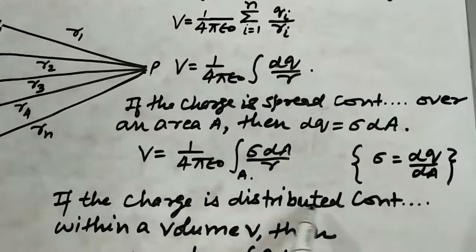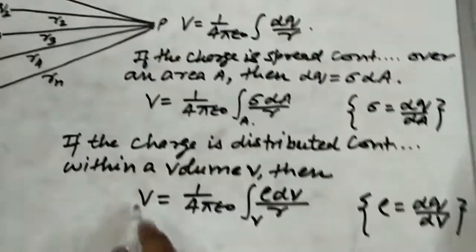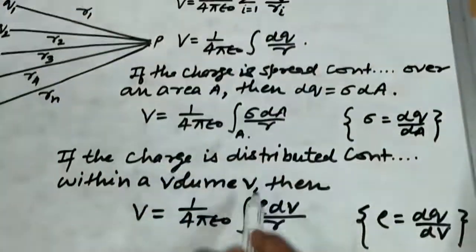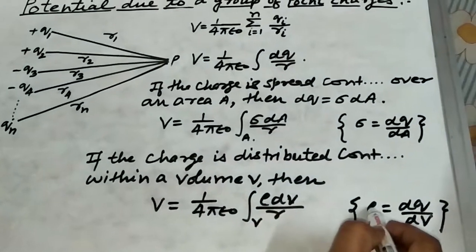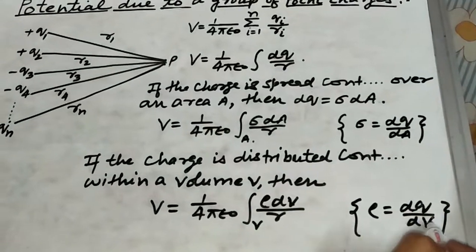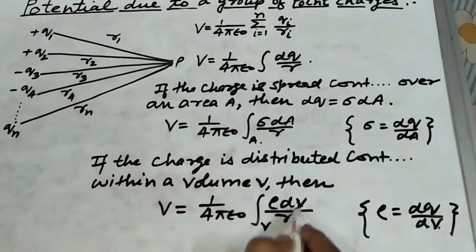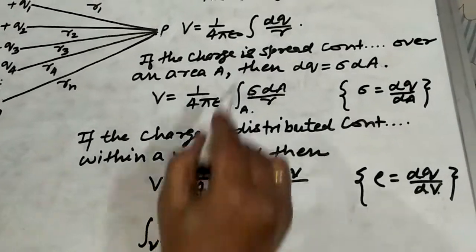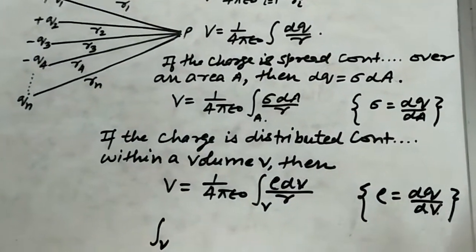And if the charge is distributed continuously within a volume V, then electric potential V is equal to 1 upon 4 pi epsilon naught whole integration, and now in place of dq you can write rho dV. Why? Because volume charge density rho is equal to dq upon dV, so dq is equal to rho into dV. So in place of dq you can write rho dV upon r, and this one is called volume integral. All these expressions are frequently used to solve the numerical problems which are generally asked in competitive exams.